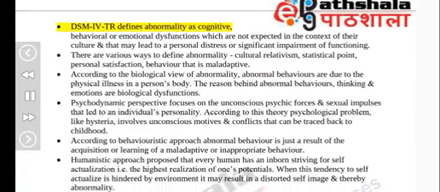DSM-IV-TR defines abnormality as cognitive, behavioral or emotional dysfunctions which are not expected in the context of their culture and that may lead to a personal distress or significant impairment of functioning. There are various ways to define abnormality: cultural relativism, statistical point, personal satisfaction, behavior that is maladaptive. According to the biological view of abnormality, abnormal behaviors are due to the physical illness in a person's body. The reason behind abnormal behaviors, thinking and emotions are biological dysfunctions.